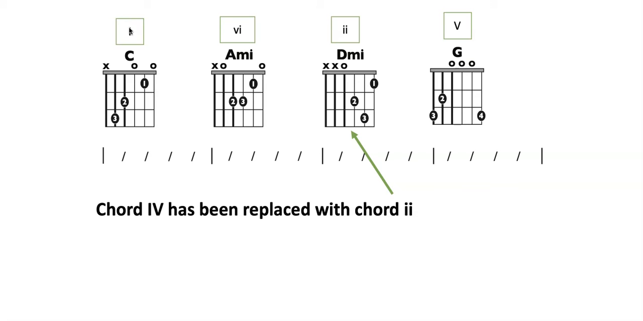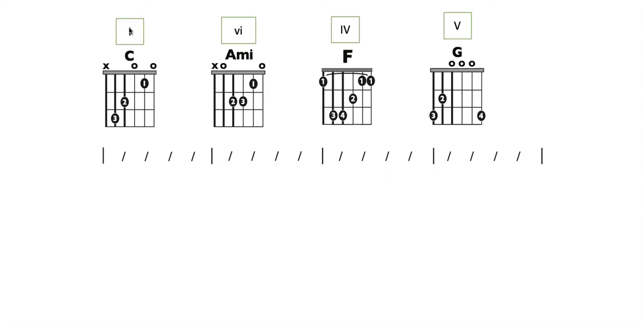Let's try applying it to another chord. Let's go back to our original progression. This is the progression you first saw: C, A minor, F and G. But this time we're going to substitute chord number 6, which is the A minor chord, this one here.